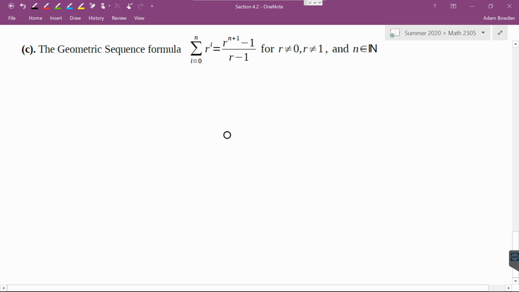Now we're going to look at this one here, where we want to prove the geometric sequence formula. The summation i equals 1 to n of r to the i is equal to r to the n plus 1 minus 1 all over r minus 1, for r not equal to 0, r not equal to 1, and n in the natural number set.